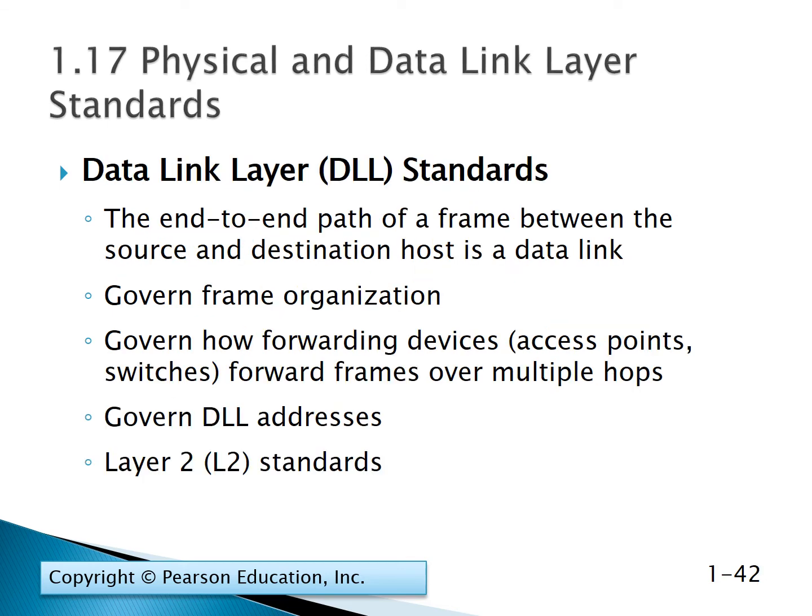And then the data link layer is the second layer. It covers the end-to-end path of a frame between the source and the destination host. A frame is basically a message at the data link layer. So it covers the frame organization. It also covers how forwarding devices like access points or switches forward frames over multiple hops.